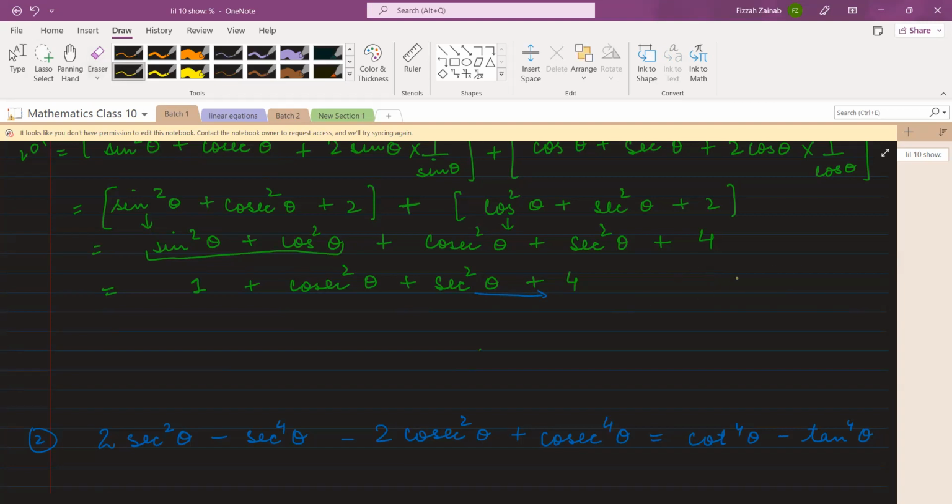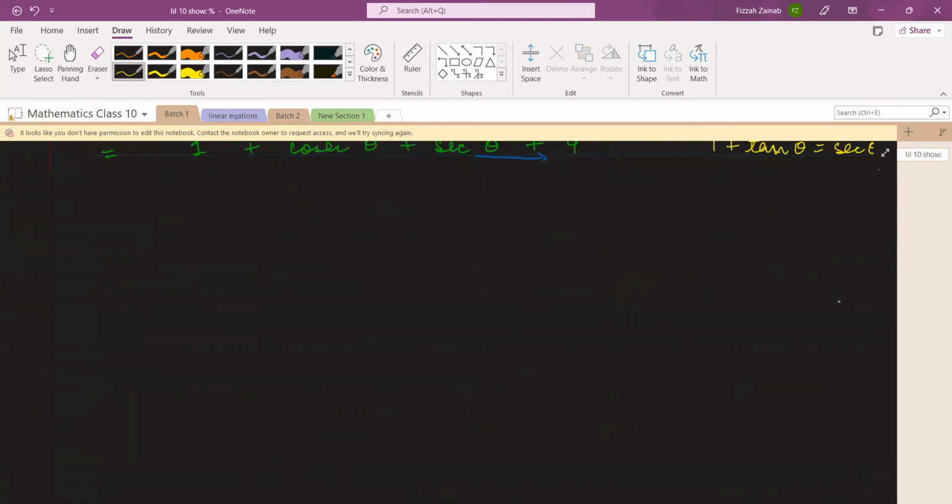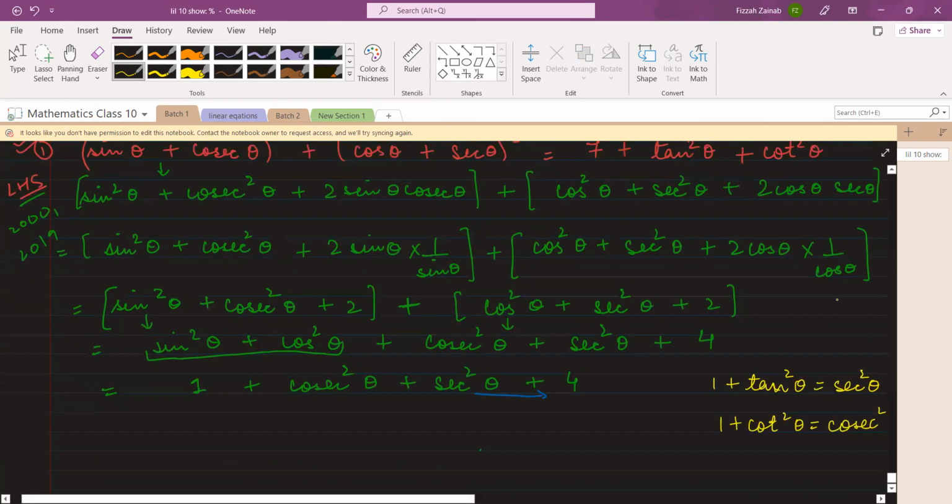So here I'll use this identity. Sorry, I think I wrote it wrong. 1 plus tan square theta is equal to sec square theta, right? And then 1 plus cot square theta is cosec square theta. So these are the two identities, you know them. Okay. Yes, ma'am. Okay.